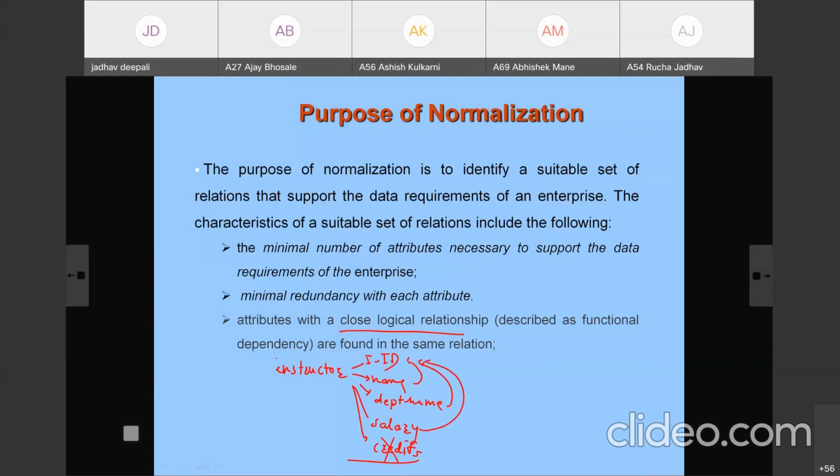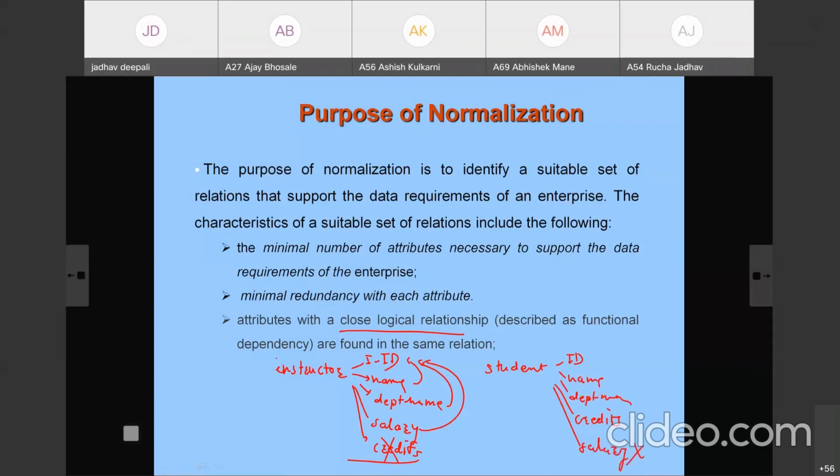Suppose in the student, ID is there, name is there, department name is there, and credits are there. In that, I use the salary. Is it meaningful to use this attribute? No.